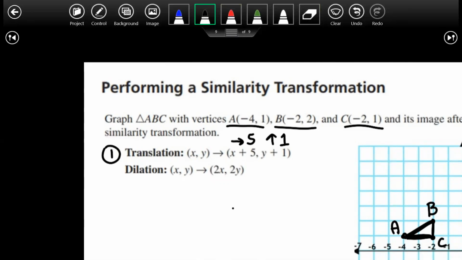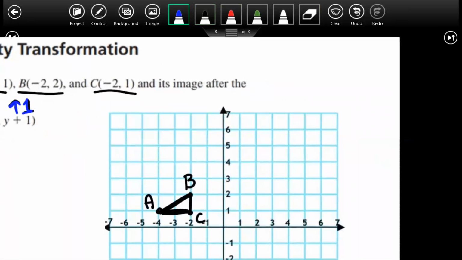So do me a favor and translate those. We're going to look at translating this image. We're going to translate it over 5, up 1 to every single one of my points. So over 5, I'm going to start with B, 1, 2, 3, 4, 5, up 1. This is B prime. My first set of points. Over 5, up 1 gives me C. Over 5, 1, 2, 3, 4, 5, up 1 gives me A.